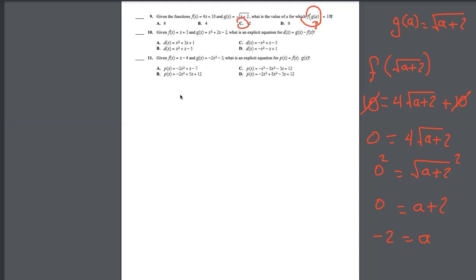Okay, good job. Now, they gave you f of x and g of x. What's the explicit equation of d of x, which is g of x minus f of x? You're able to do that. And also give me the explicit equation of p of x, which equals f of x times g of x. So just give me both of these answers, and we'll move on after that.